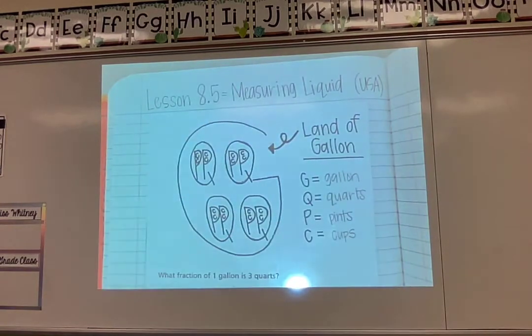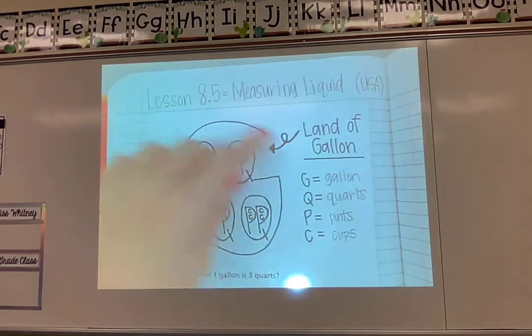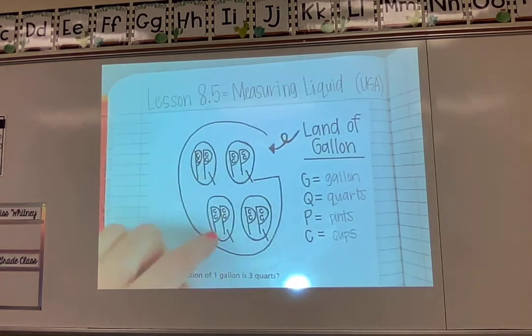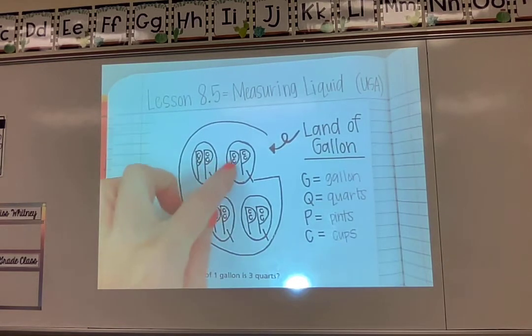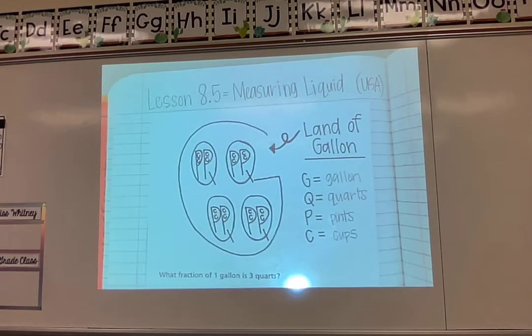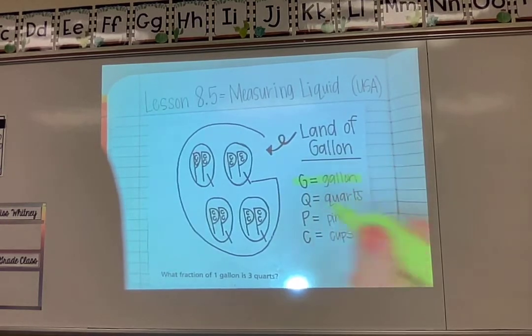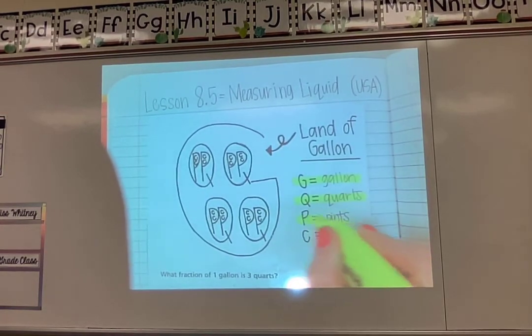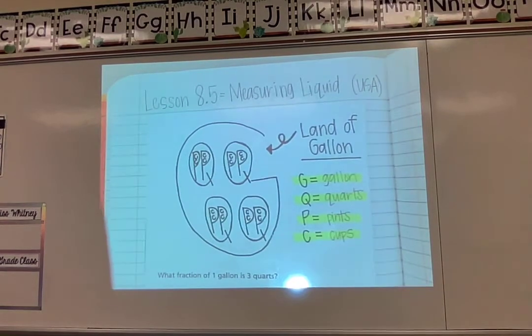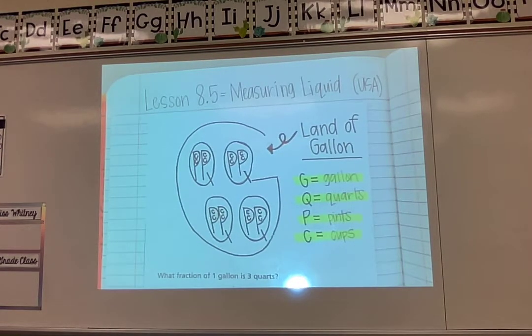Okay, so this picture is kind of like our chart from yesterday, but instead of putting it in chart form, this picture helps me remember all of these things if I ever needed them again, which you probably will later. So in the land of gallon, there are 4 queens. Each queen has a prince and a princess, and each prince and princess has 2 children. I'm going to go ahead and highlight these so that I remember what each of those parts of my story stands for. And then I can use this picture and this story to help me remember my liquid measurements.